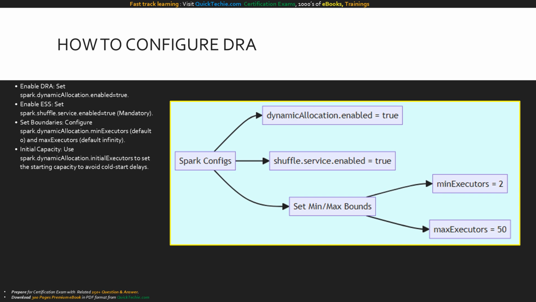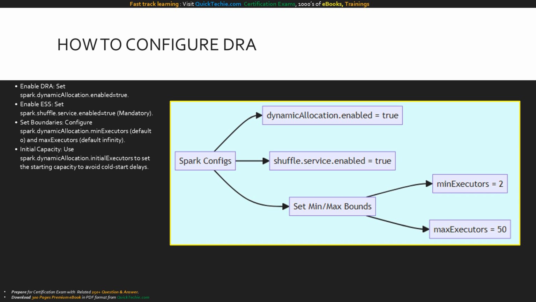Next, you must set your boundaries. spark.dynamicAllocation.minExecutors determines your floor. It defaults to 0, meaning your job can scale down to just the driver. spark.dynamicAllocation.maxExecutors sets the ceiling. Be very careful here, the default is infinity. You should always cap this to prevent a single buggy job from eating the entire cluster. Finally, you can use initialExecutors to give your job a running start, avoiding the delay of waiting for the exponential scaling to kick in.